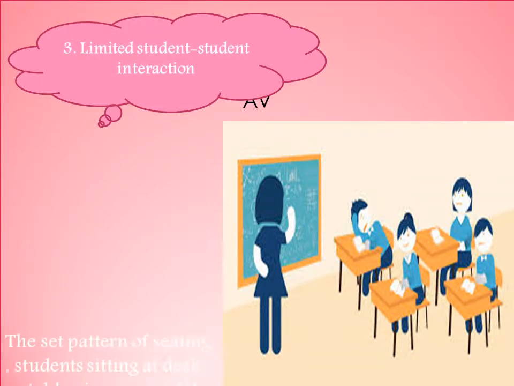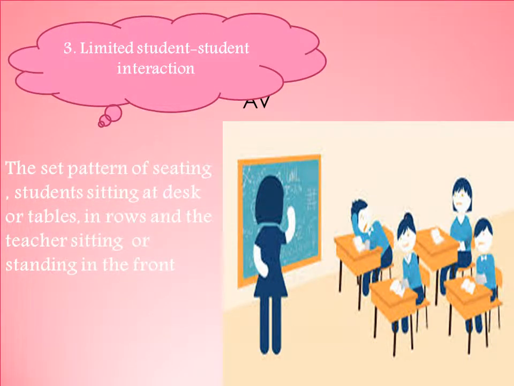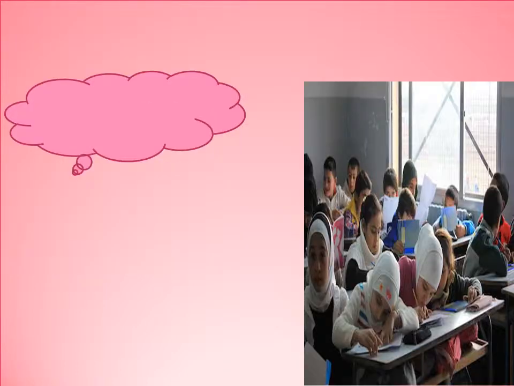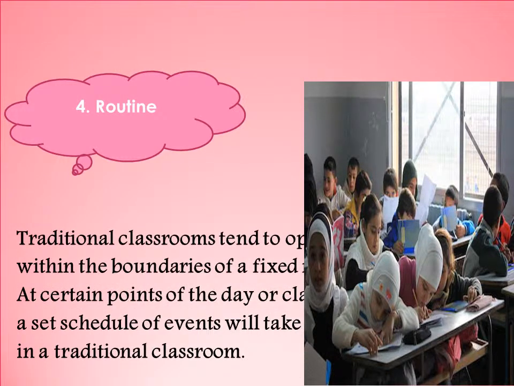Number 3. Limited student-to-student interaction. The set pattern of sitting. Students sit at desks or tables in rows and the teacher sits or stands in the front. Number 4. Routine. Traditional classrooms tend to operate within the boundaries of a fixed routine. At certain points of the day or class, a set schedule of events will take place in a traditional classroom.